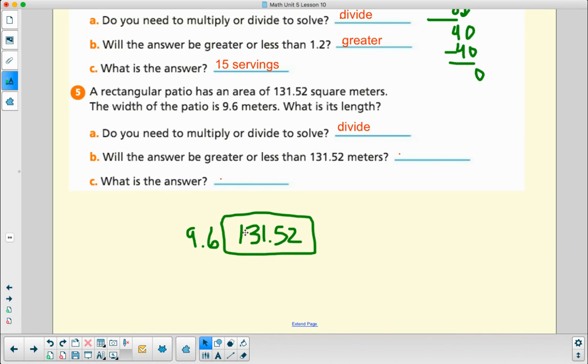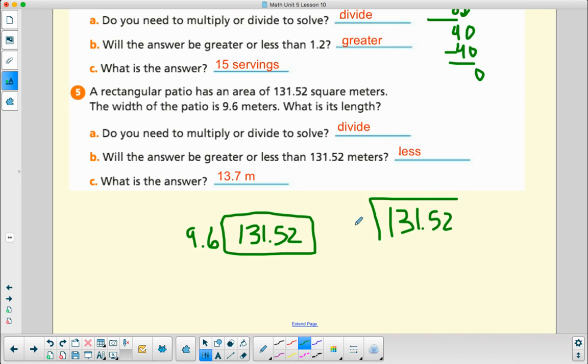Well, I'm dividing it into groups greater than 1. So I'm going to have less than 131 and 52 hundredths. They say the answer should be 13 7/10. And let's take a look at it. 131 and 52 hundredths divided by 9 6/10.